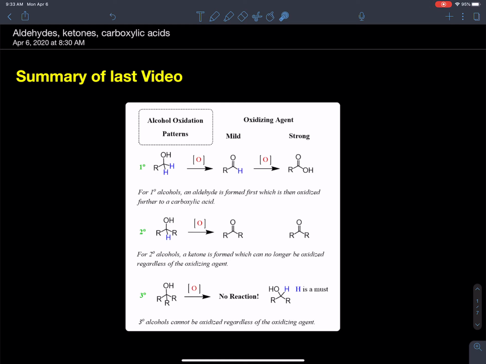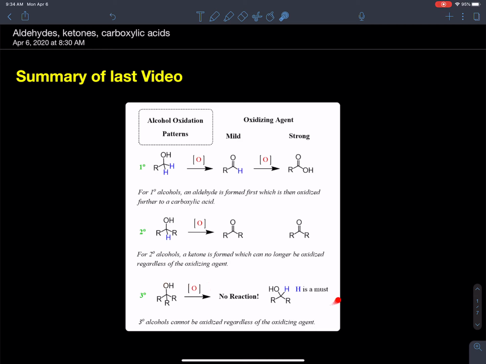So a primary alcohol can oxidize all the way to a carboxylic acid, okay? A secondary alcohol would only be able to oxidize to a ketone. It can't go any further. We'll talk about that in a second. And a tertiary alcohol, well, it doesn't oxidize at all. It has no room to oxidize.